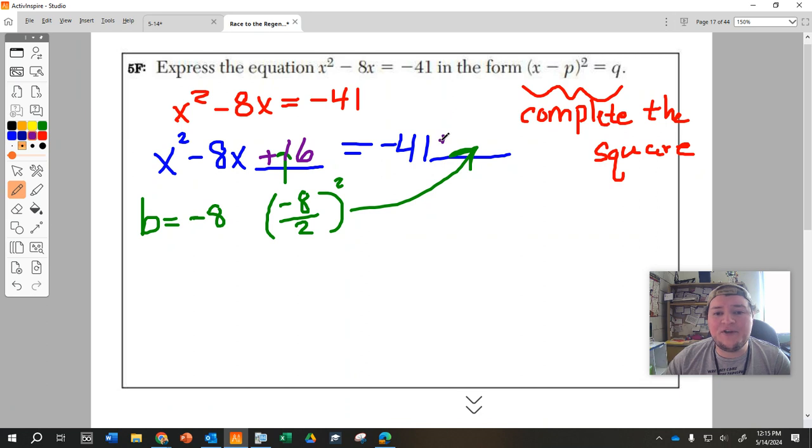A lot of students are able to do this part in their head because you just divide the b in half and then square it, times it by itself. So half of negative 8 is negative 4. Negative 4 times negative 4 would be positive 16. That's what goes there. It'll always be positive. You shouldn't get a negative because you're squaring a negative at worst.